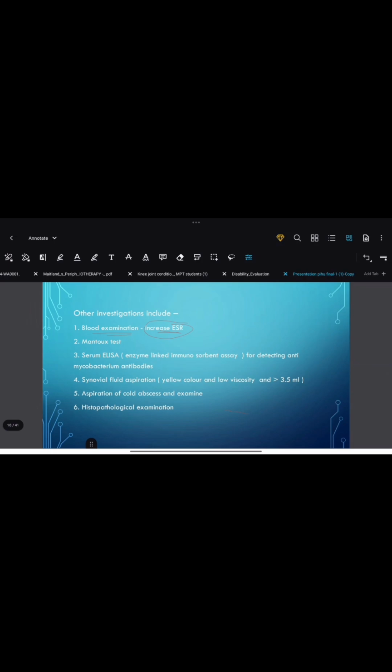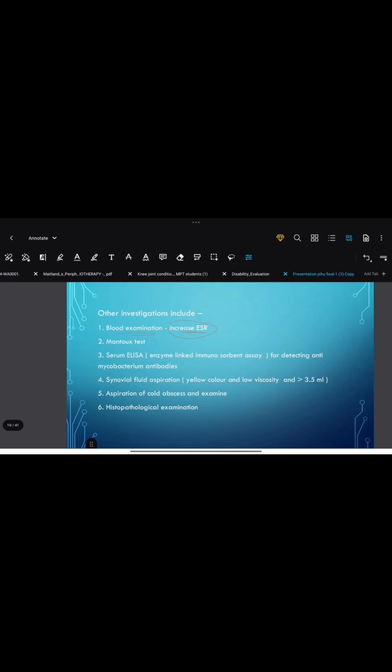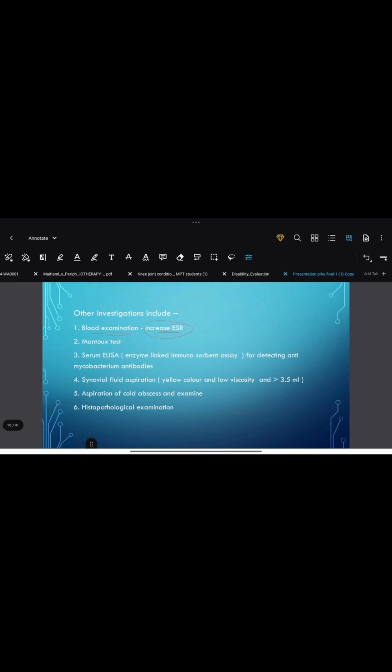Other investigations include blood examination and increase in ESR, Mantoux test, serum ELISA, enzyme-linked immunosorbent assay for detecting antimycobacterial antibodies. Synovial fluid aspiration will look yellow in color with low viscosity if the infection is there. Aspiration of cold abscess and examination, histopathological examination.